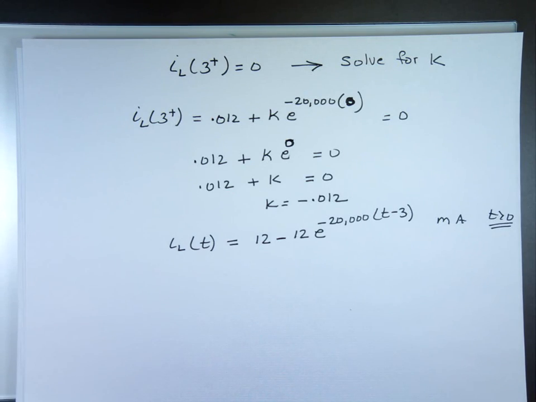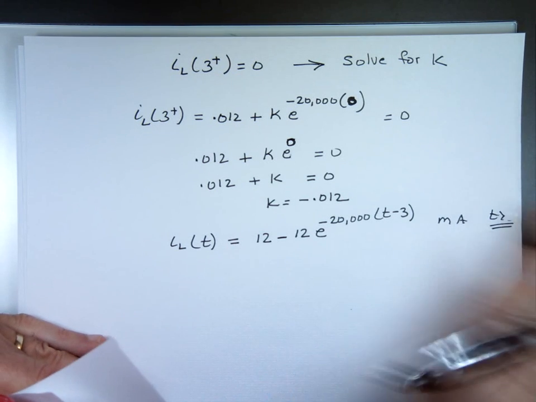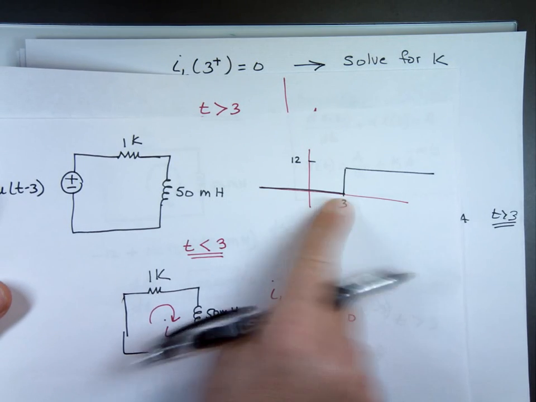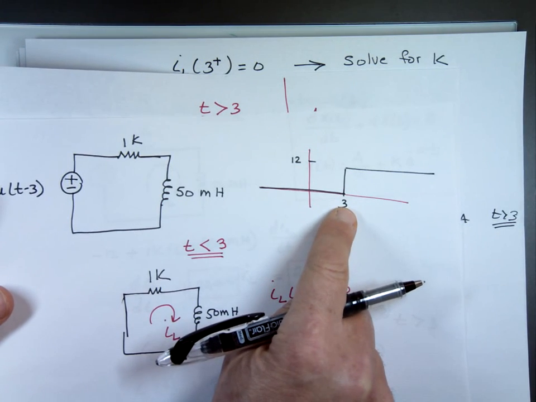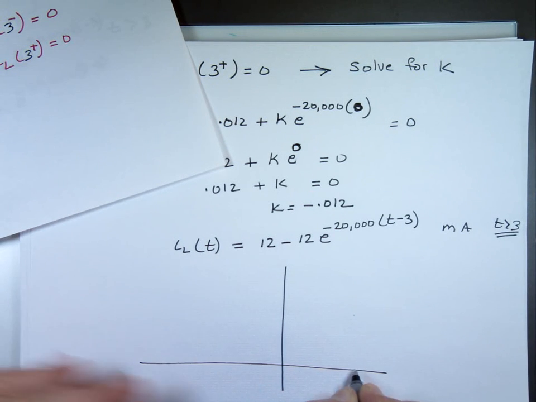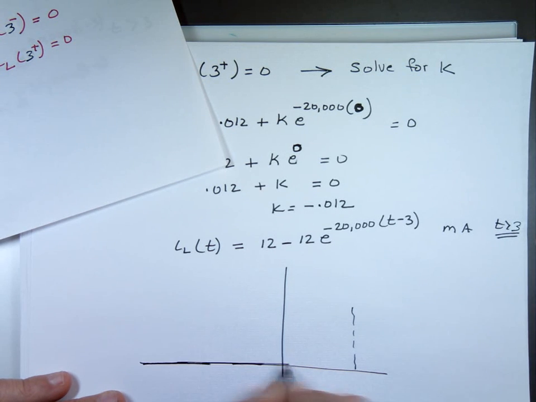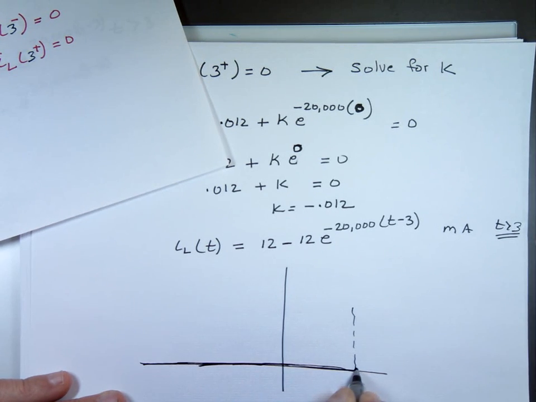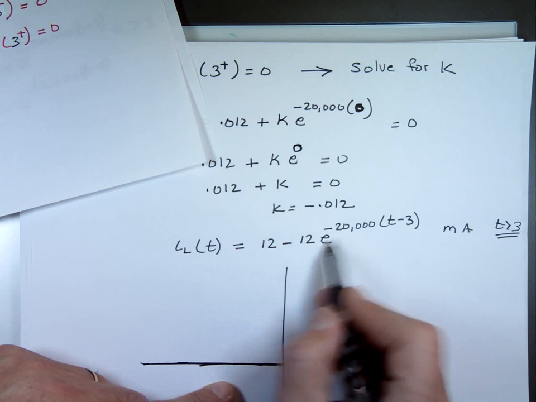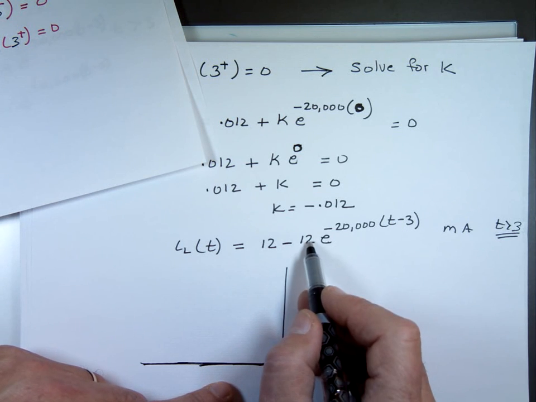Yep, greater than 3 again. This is for time greater than 3. There's nothing below that. There's no current, 0, only at 3 seconds when it kicks in. So if you look at the graph, this is the 3 second. The current was really 0 up to here. What will happen to that equation when this is 3? E to the 0 is 1. What's 12 minus 12? 0. So it'll be right here.